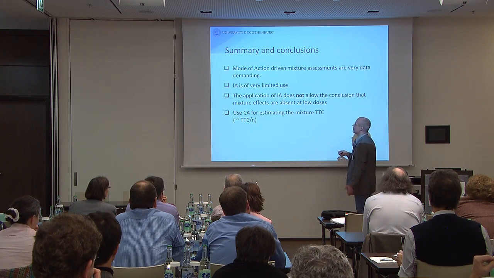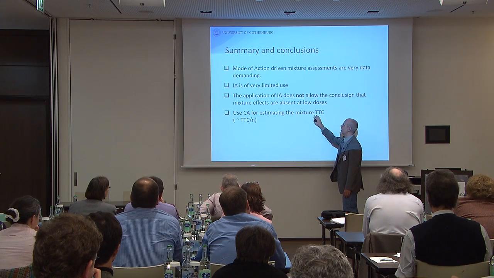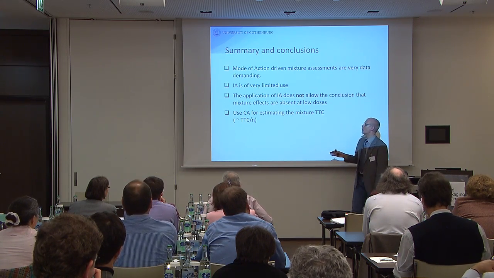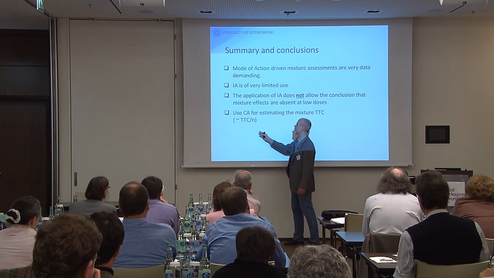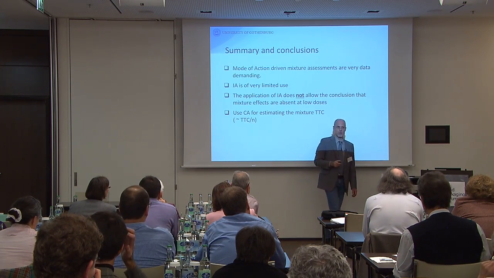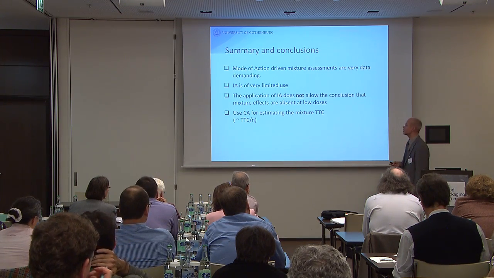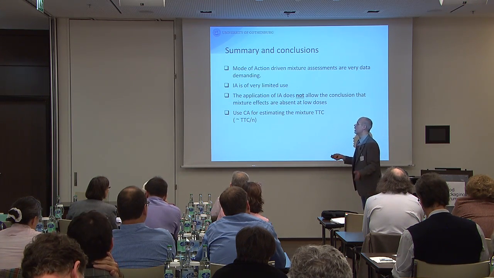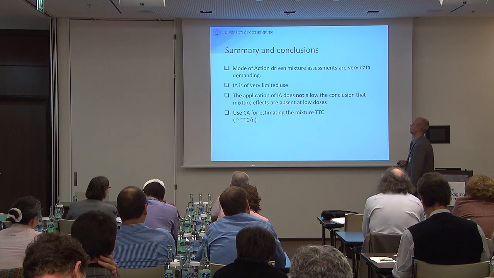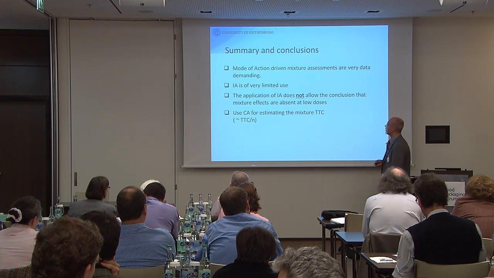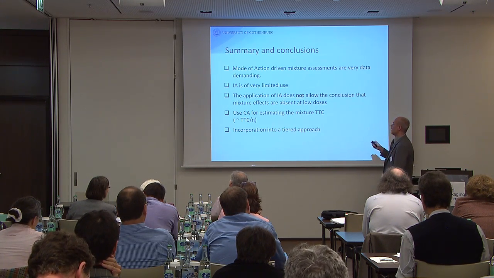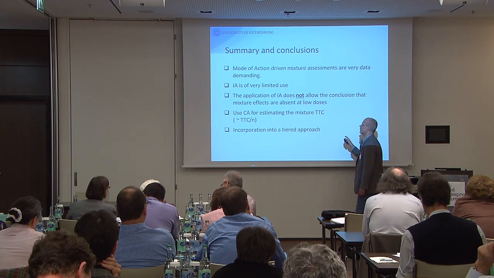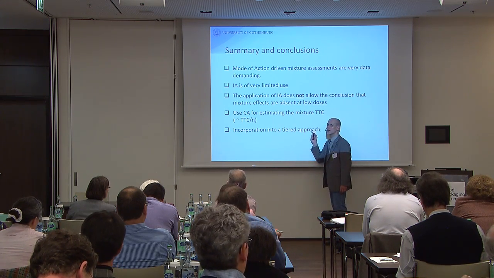I would suggest we simply start by using concentration addition for estimating the mixture TTC, and we do that by simply dividing the individual TTCs by n, the number of compounds. And that is one of the major challenges: to get a good definition of that n. What's the typical n? What's the n for a specific exposure situation? If we don't do that, we are running into severe problems. I think if we do that, we can incorporate that into a tiered approach.